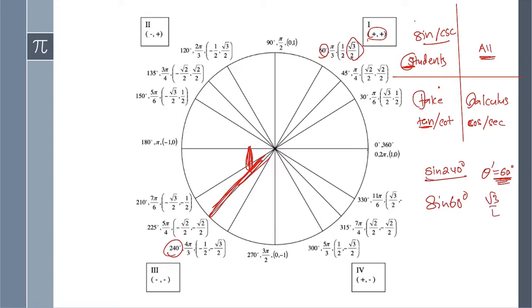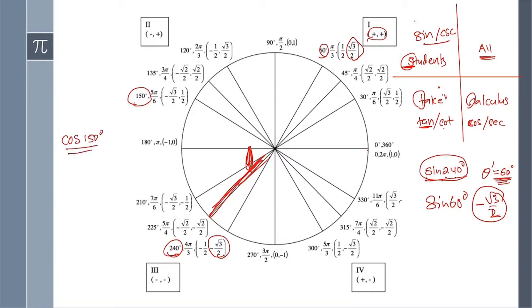But we are finding the value in the third quadrant. 240 is in the third quadrant. I know that in the third quadrant, sine is negative. Only tangent and cotangent are positive. So this must be a negative value. So sine 240 is negative square root of 3 over 2. Let me give you one more example. If you want to find cosine of 150 degrees.